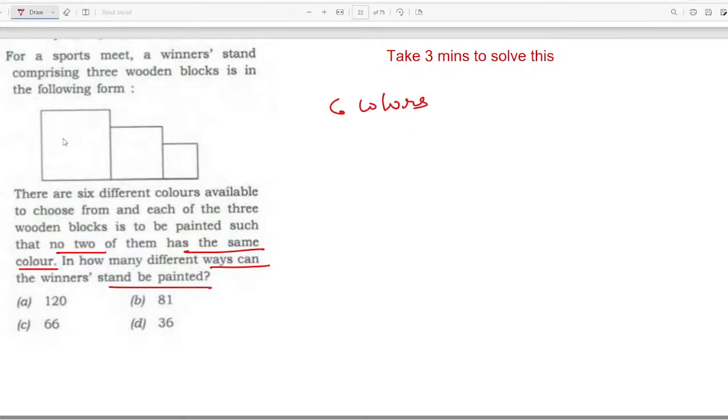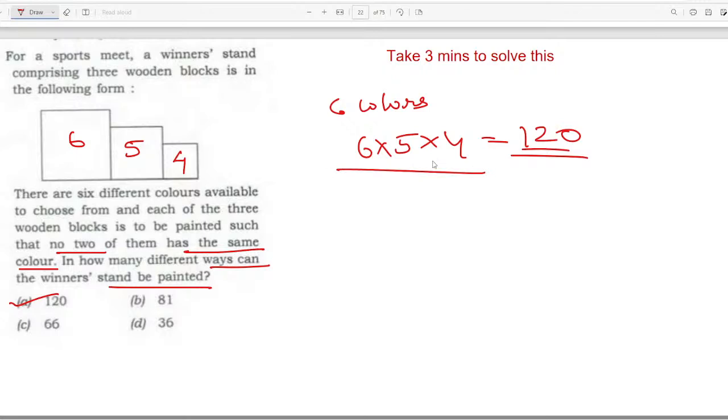So the first block can be painted in 6 ways, and if 1 color is used here, then the remaining 5 can be used for the next. And if 2 are already consumed, 4 remain. So you can paint in 6 into 5 into 4 ways. 6 into 5 is 30, into 4 is 120. The correct answer is option A. Even though this question looks a bit huge, the answer is simple here: 6 into 5 into 4. I hope this is clear.